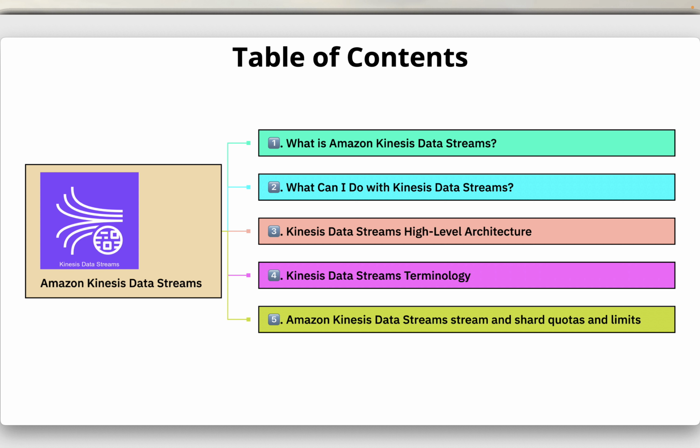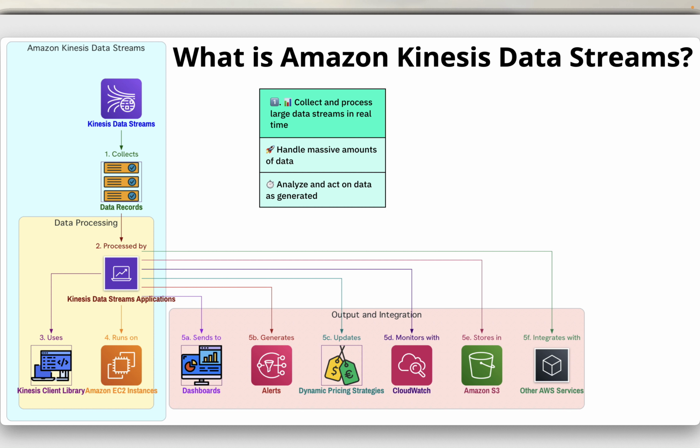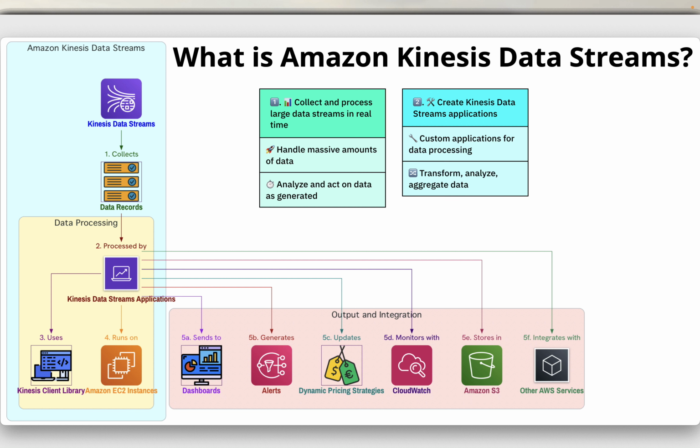So what is Amazon Kinesis data streams? Amazon Kinesis data streams is a service that allows you to handle massive amounts of data in real time. This capability is crucial for businesses that need to analyze and act on data as it is generated. These are custom applications you can develop to process the data from your streams. They form the core of your data processing pipeline, allowing you to transform, analyze, or aggregate your data as needed.